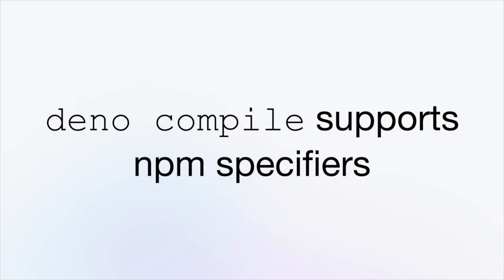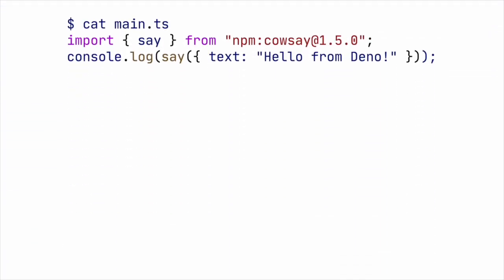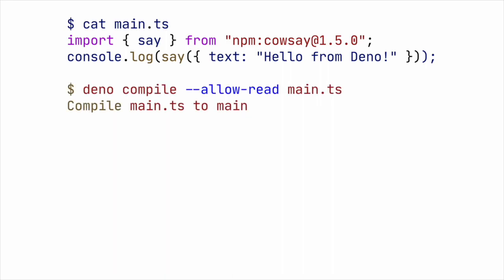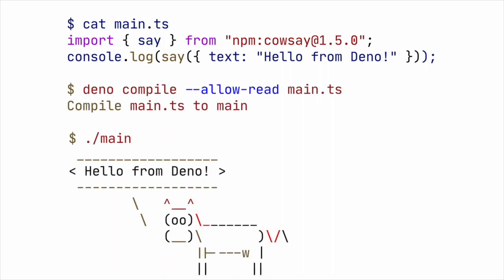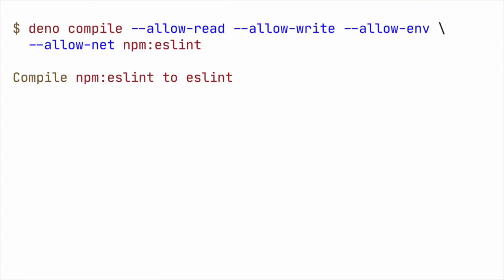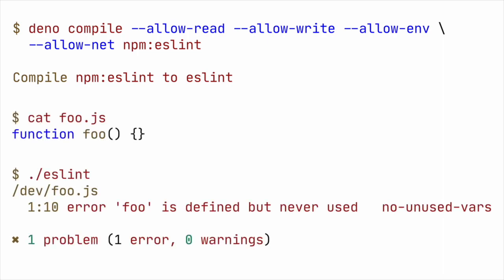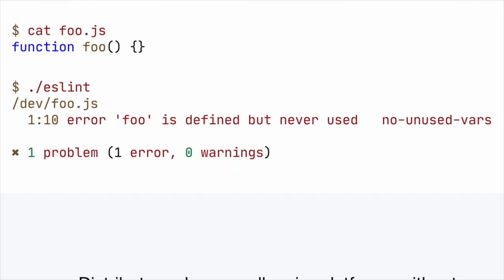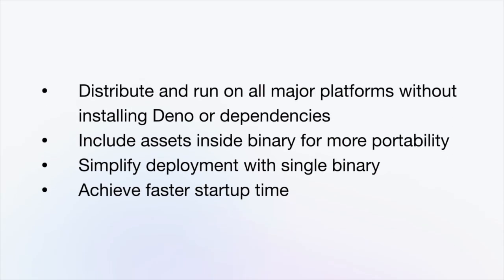Deno Compile now supports NPM. Now you can compile your Deno program with NPM specifiers into a single executable binary. Deno Compile even works on NPM packages. Let's compile ESLint. Now it's a binary that we can run on its own. For reasons why you'd want to compile to a single binary, check out the Release Notes blog post.